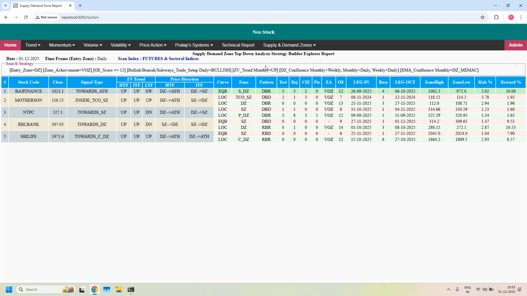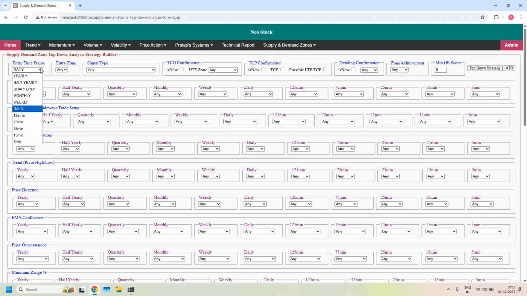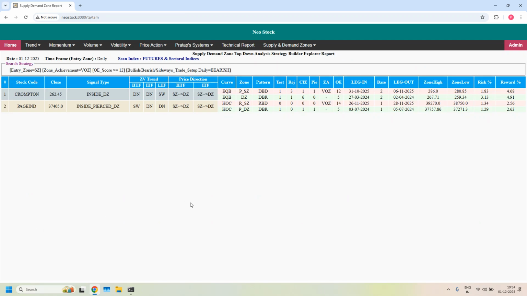Next, bearish trade setup for monthly income trade. Entry time frame daily, entry zone is supply zone. At entry time frame daily, I am selecting bearish. Zone achievement violated, opposing zone, minimum odd enhancer score 12. Let's filter. So we got 2 stocks. Entry time frame zones are daily supply zones, and ignore the first one, it is a pierced zone. You should focus your trade only on this stock.